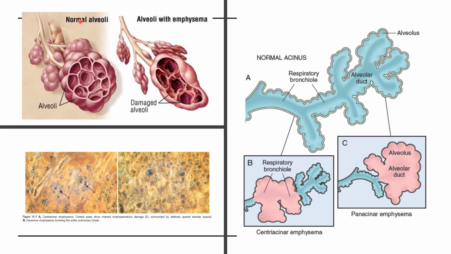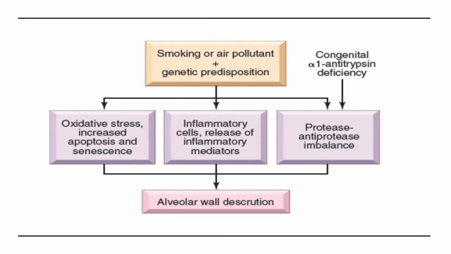In this figure, we can see a normal alveoli and here an alveoli with emphysema. We can see the loss of the structure or the wall of the air spaces, and this is the histological view where we can see definite enlargement of the air spaces and destruction of the parenchyma. Other than pan-acinar and centri-acinar, we have two other types of emphysema, the distal acinar and the irregular emphysema. But pan-acinar and centri-acinar are the more important two.